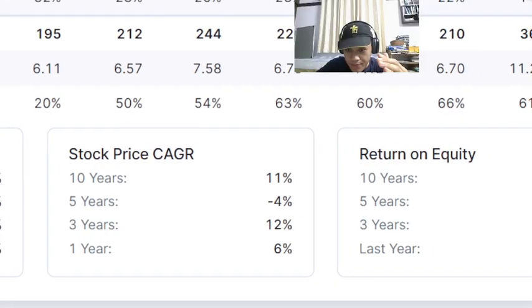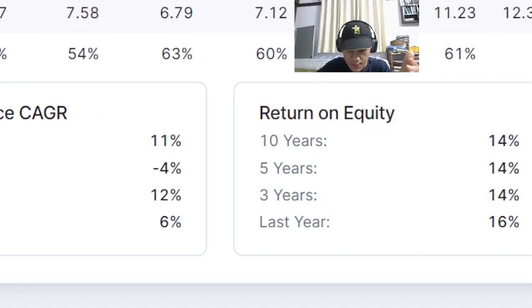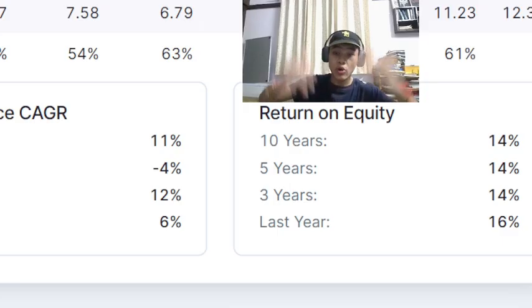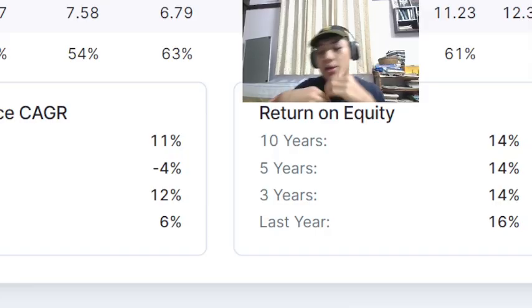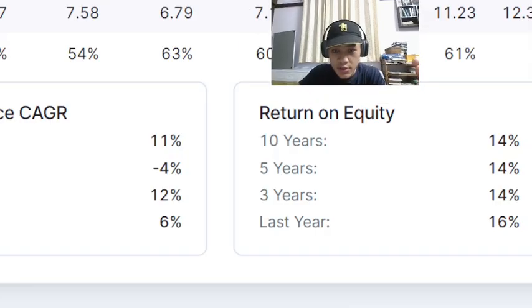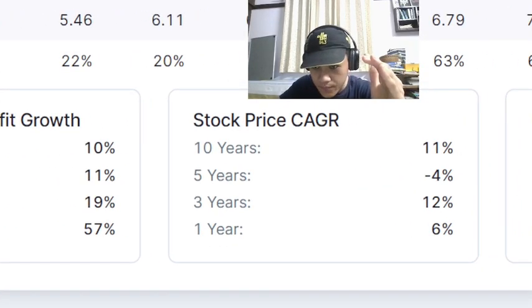Return on equity, a very important metric. Pretty constant, we can say. Nothing big, nothing small. It's not rising a lot, not falling a lot. 14% consistent over the past 10 years. A little bit of a rise to 16%. So revenue wise, we saw not a fast grower.